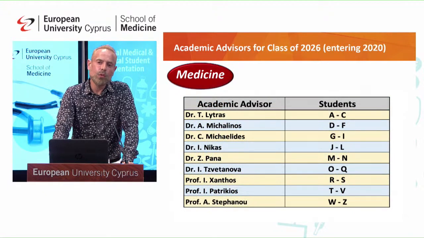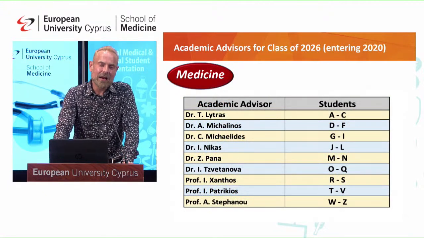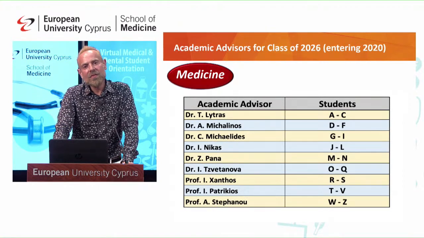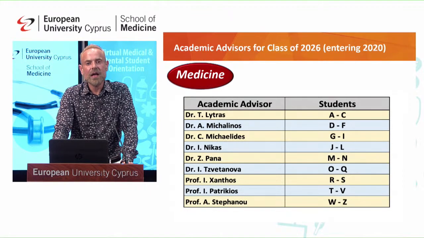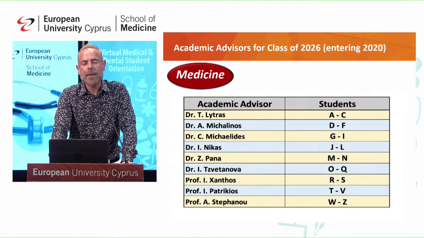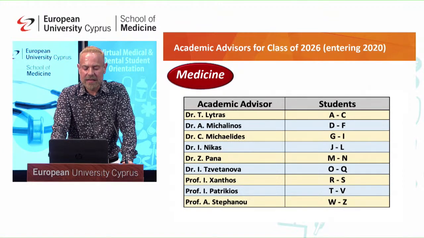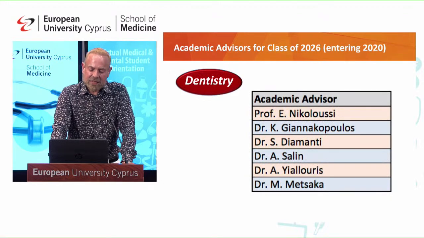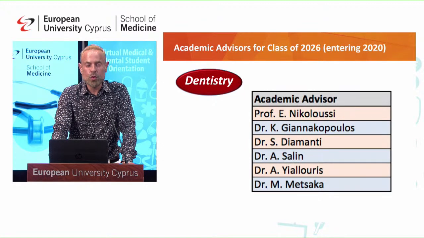You will receive those in your personal emails, but you will see that each member of the faculty, even me, we are assigned to students with a different surname. So, for example, Theodoros Litras is assigned to students whose surnames start from A, B, and C. I have R and S. This applies for medicine. For dentistry, you have academic advisors who will be allocated to you at the beginning of next week.